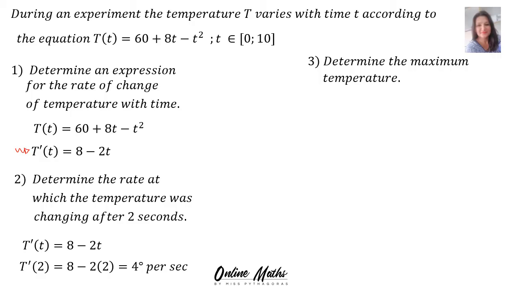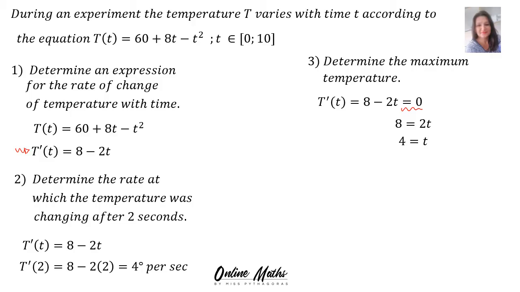Question 3. Determine the maximum temperature. So now you know maximum minimum derivative equals 0. So we have the derivative already. It was 8 minus 2t, and now we will equate to 0. And we will solve t. 8 is 2t, divide by 2, t is 4.